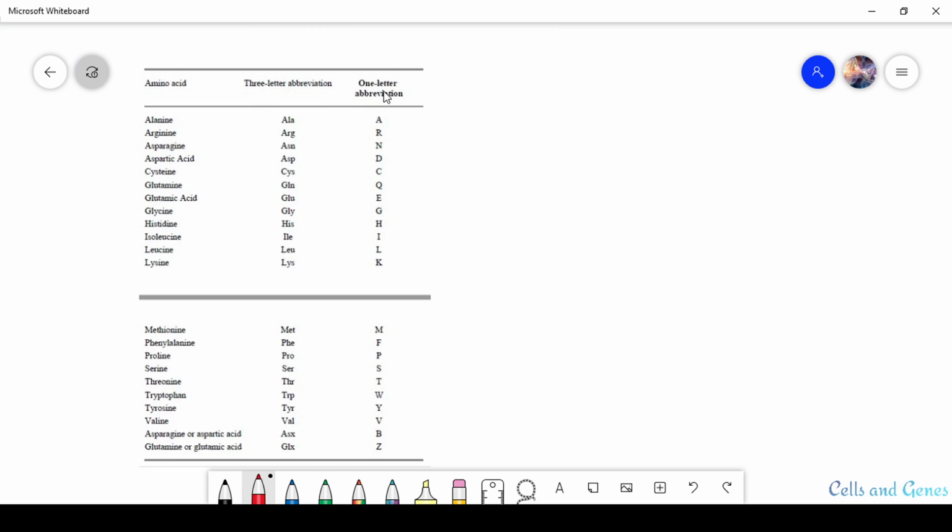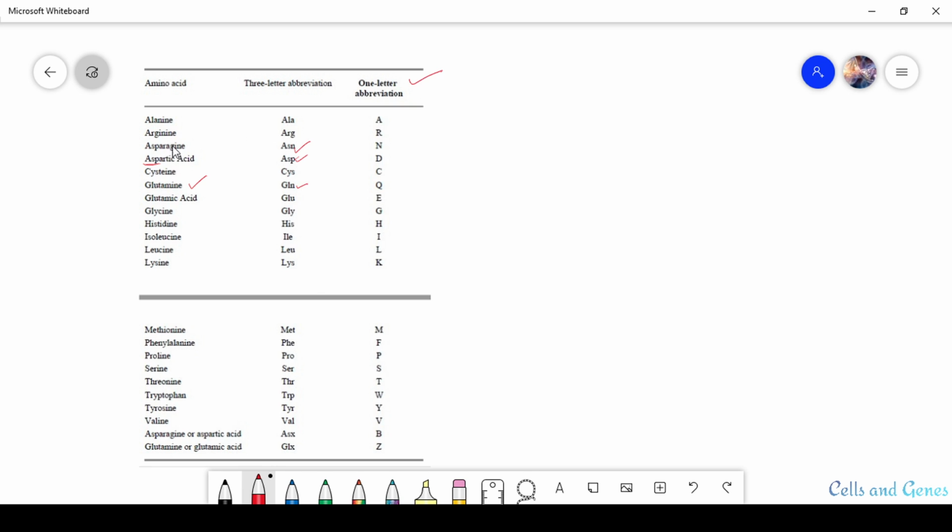So coming to the abbreviations, we have the one letter abbreviation and the three letter abbreviation. Amino acids are mostly given in abbreviated form. In the three letter abbreviation, it is very easy to understand. Most of the time it is the first three letters. Sometimes, in the case of asparagine, it is ASN, and in the aspartic acid case it is ASP. Here glutamine comes as GLN. Three letter abbreviations are most of the time very easy, but it is very important to understand the one letter abbreviation.